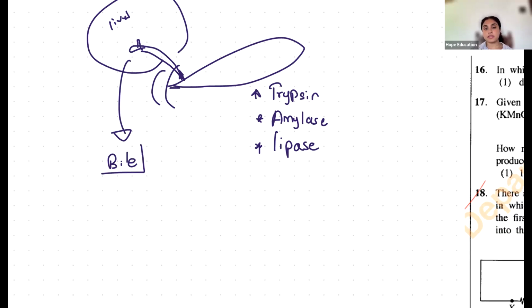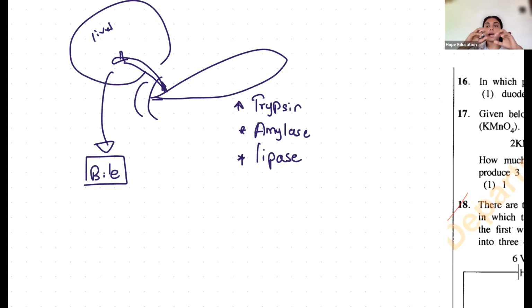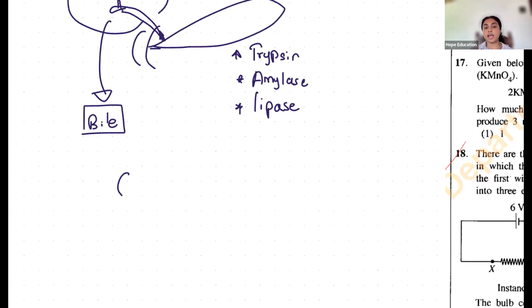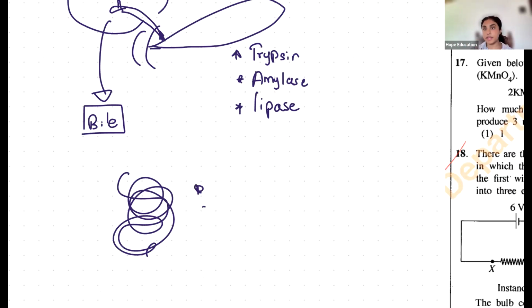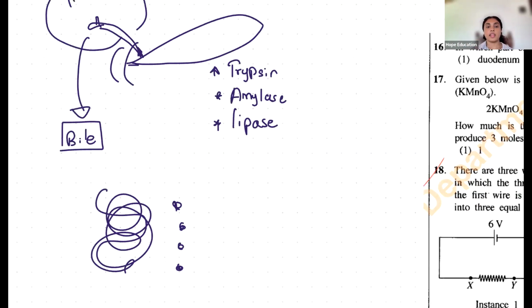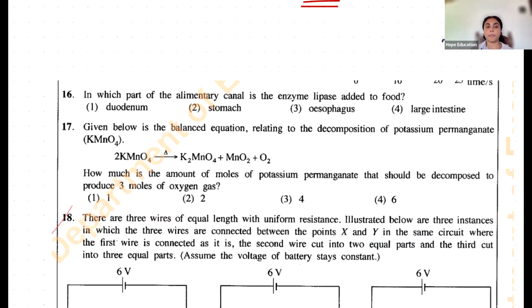Emulsification of lipids. Emulsification means big lipid droplets are broken down to small droplets. Also, as food goes through the small intestine, more enzymes are secreted: maltase, sucrase, lactase and peptidase. Right? So remember those too. Now here lipase is added to the duodenum.